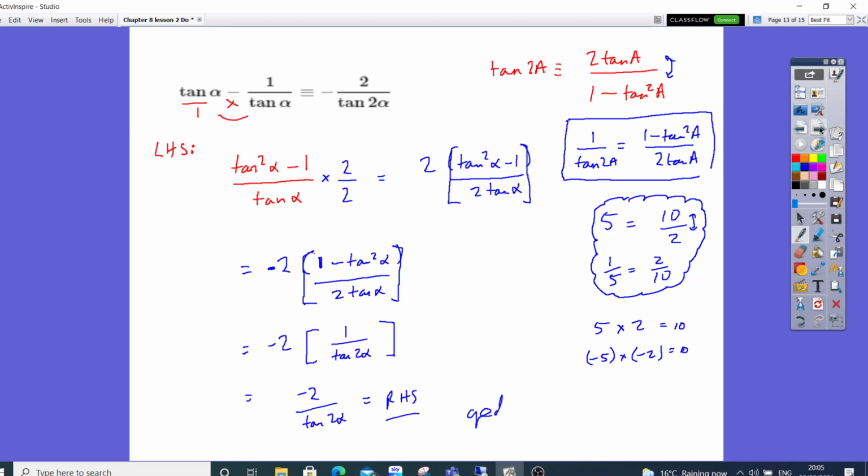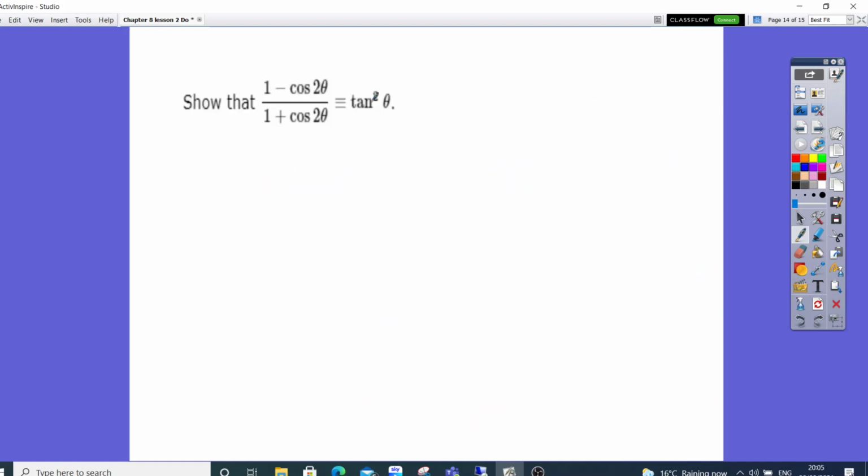Now, to do this, we need tan squared theta. So now, just in your head, think, what is tan squared theta? Well, tan squared theta is the same as sine squared theta over cos squared theta. Now, I know there are 3 different substitutions for cos 2 theta, and I'm going to use 2 of them.